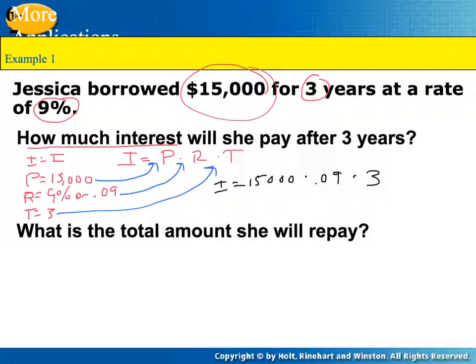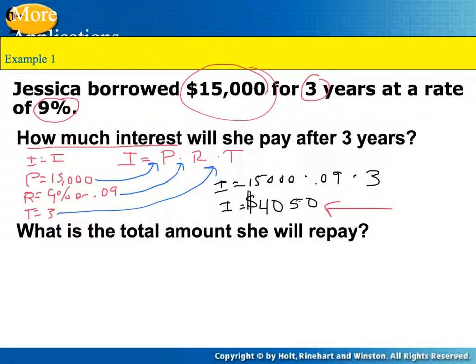After you plug everything in and multiply, you will get I is equal to 4,050. Interest is in what? Dollars. Now, what is the total amount she will repay? If Jessica borrowed $15,000, do you think she's going to pay back just $4,050? No, the bank's not going to say, here's 15 grand, just pay me $4,000 back, we'll call it even. Why? They wouldn't be in business.